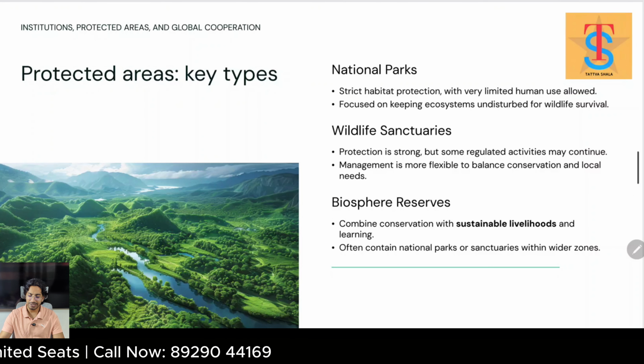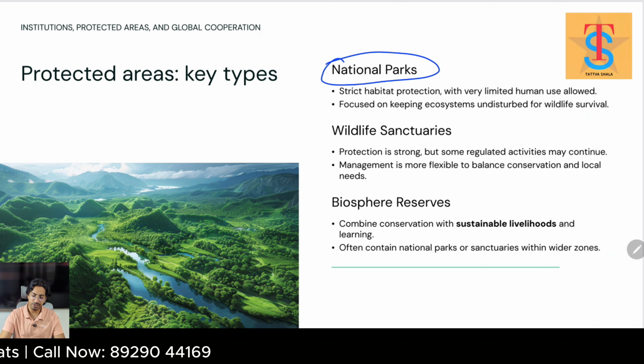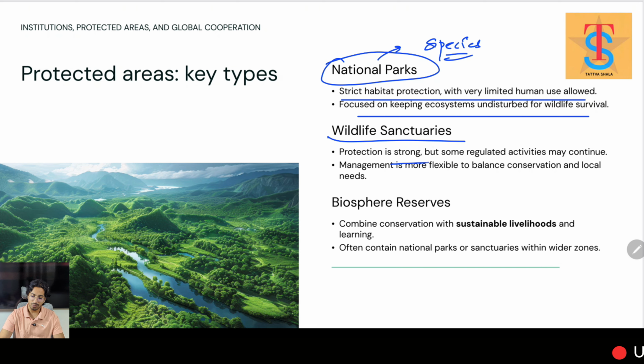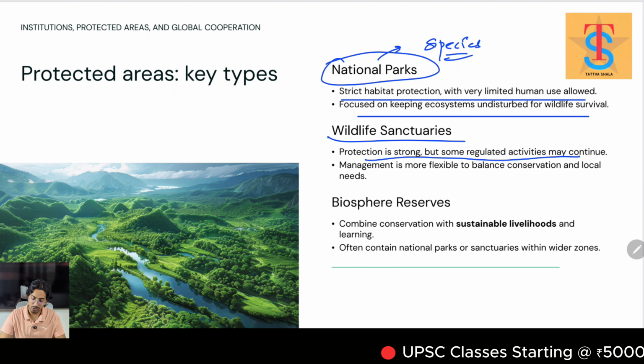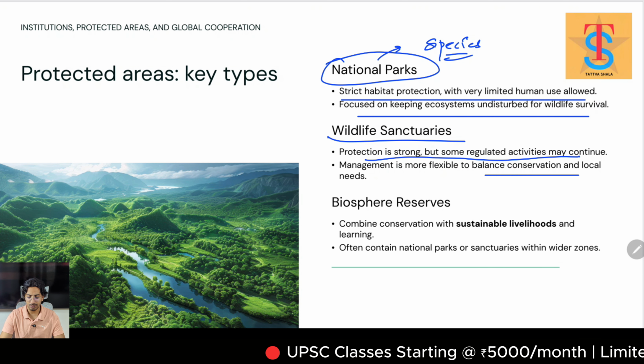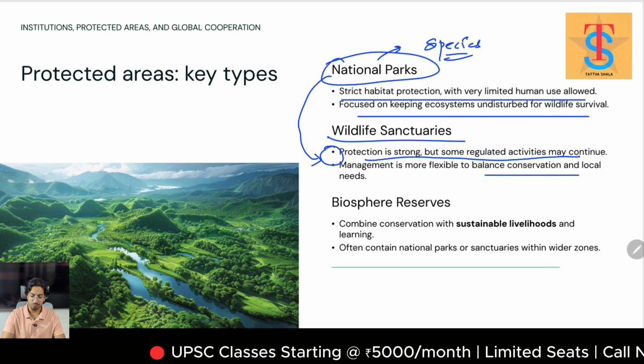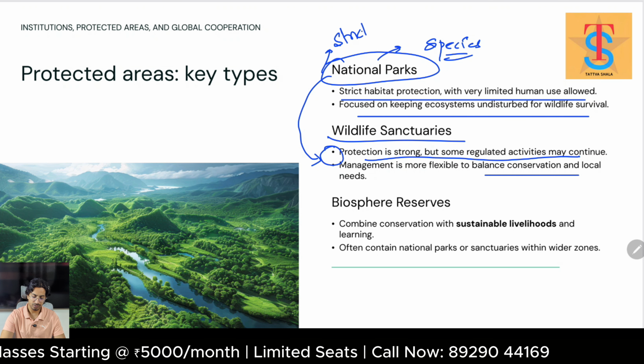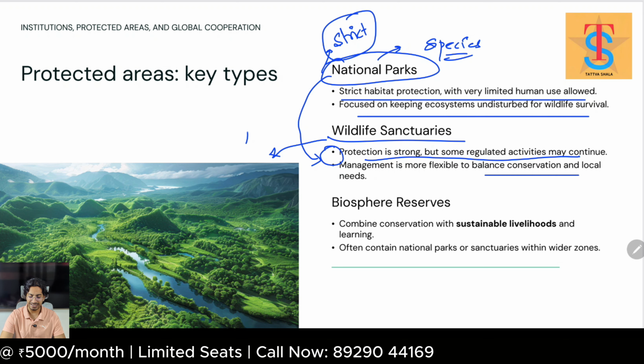Okay. Now protected areas. First protected area, national park: strict habitat protection with very limited human use allowed. Focus on keeping the ecosystem undisturbed for wildlife survival. So here you can understand there will be species-related protection. Wildlife sanctuary: protection is strong, but some regulated activities may continue. Management is more flexible to balance conservation and local needs. So if I have to compare both, national parks are more strict, and you can understand that wildlife sanctuaries are a little bit lenient.